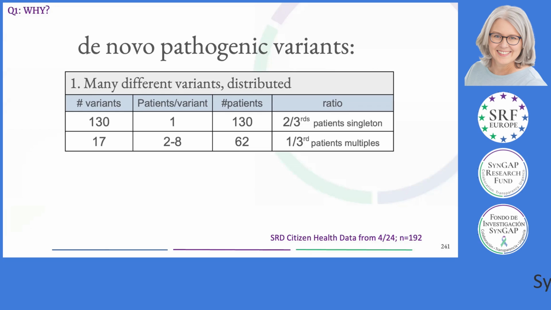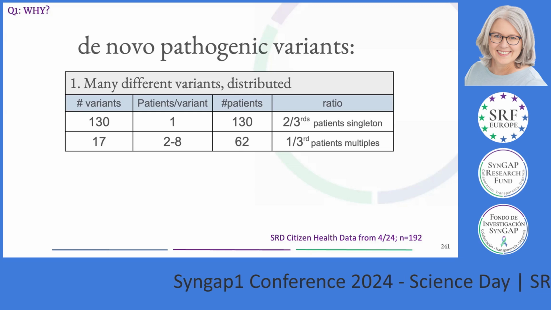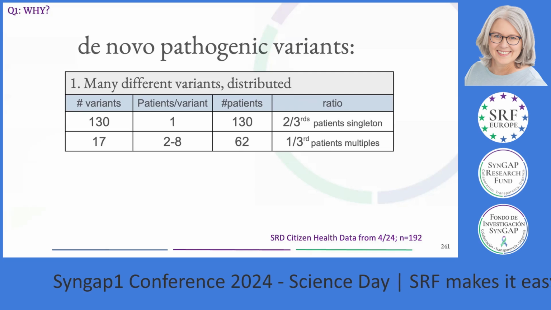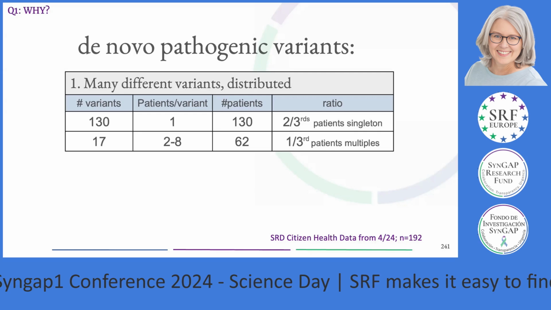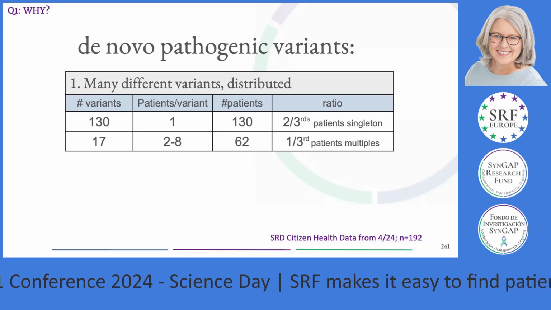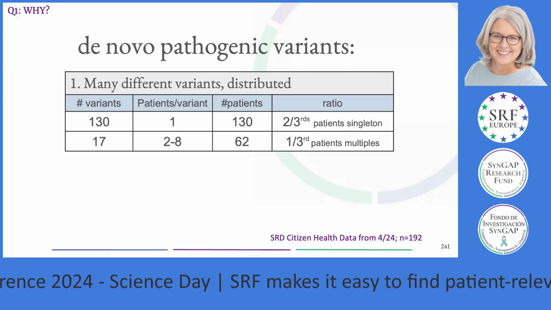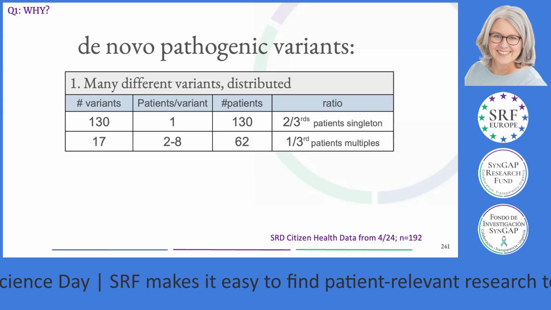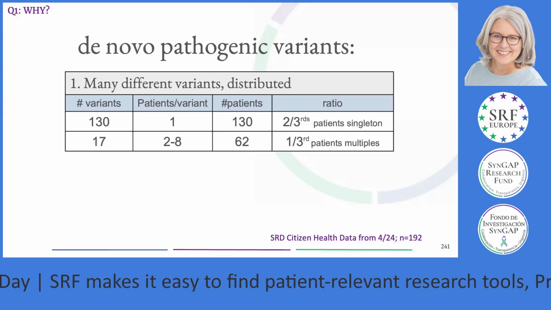Okay, so why do we need this kind of information? Syngap is found by genetic report. It has a de novo pathogenic variant on it. If you look in this cohort of citizen data, where n equals 192, you see many different variants, and they're distributed across the gene. We have 130 variants that each are represented by one patient. That represents 2/3 of the cohort, and these are singletons. There are another 17 variants that are found in 2 to 8 patients. So the last third is represented in a handful of patients.